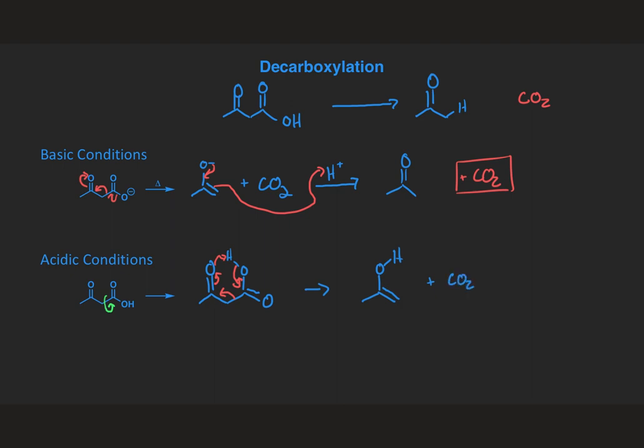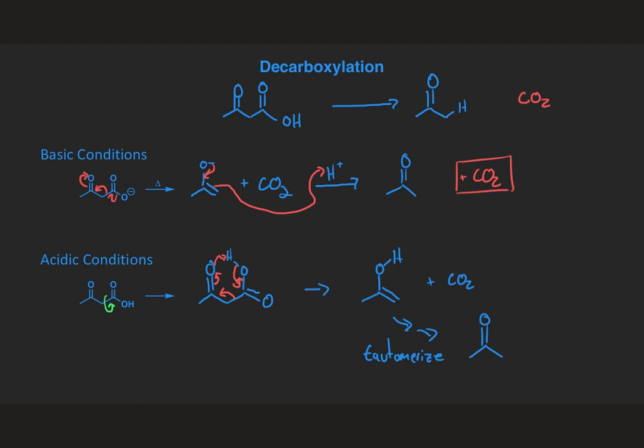Enols readily tautomerize under acidic or basic conditions. And so in a series of steps, this tautomerizes to give the ketone, in this case, plus CO2 again.